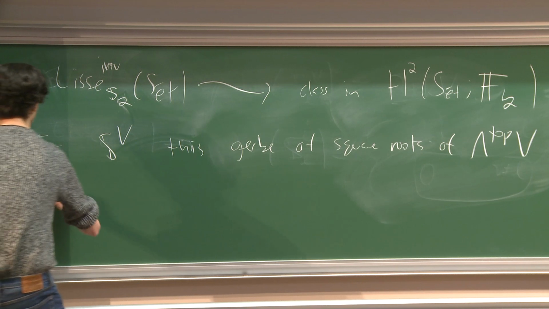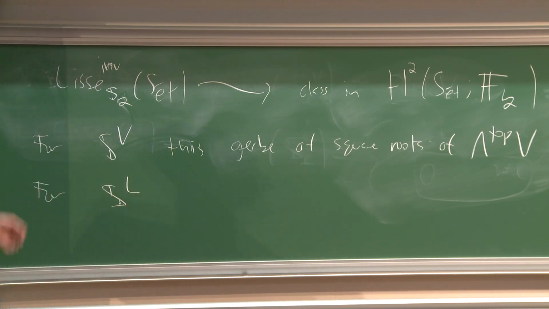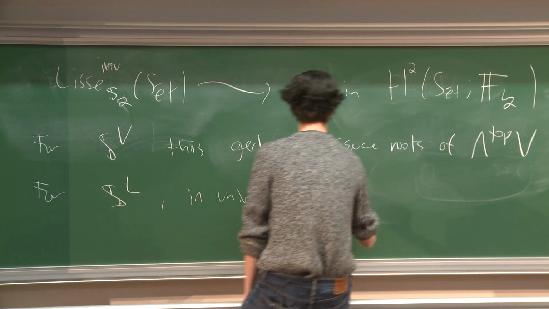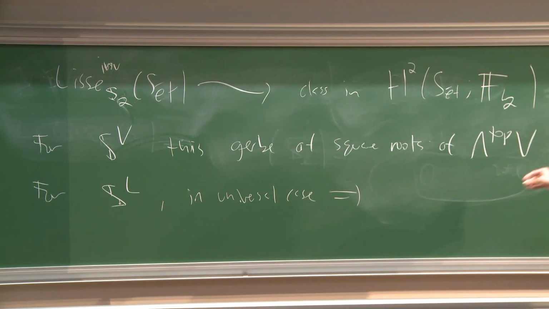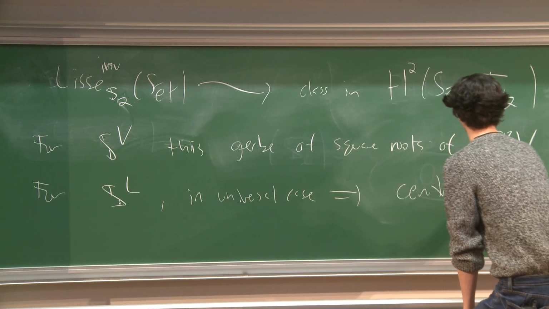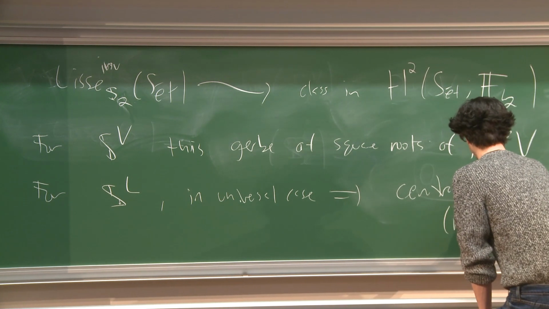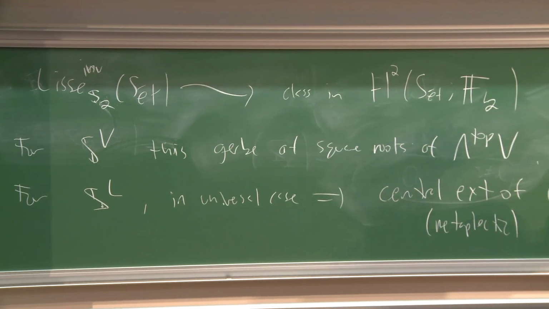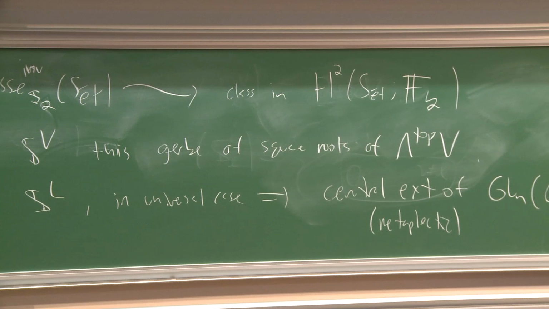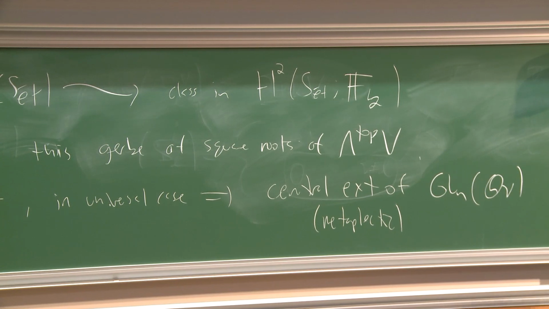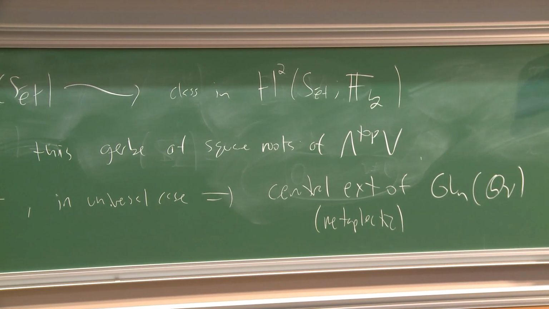And for SL, well, it's non-trivial. In the universal case, what we get from such a cohomology class is a central extension of GL and Q nu, and this is of metaplectic type. So it's a non-trivial central extension. If n is even and you restrict to the symplectic group, it exactly produces this metaplectic double cover of the symplectic group over your local field.